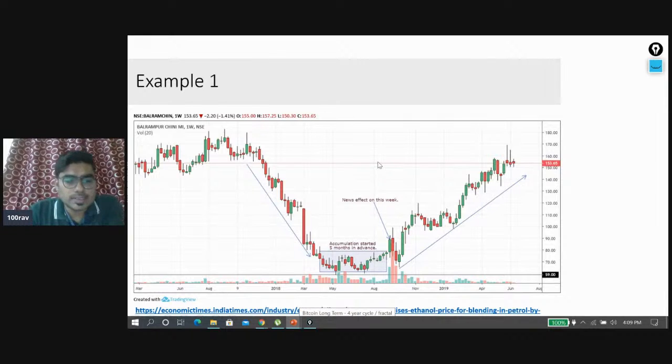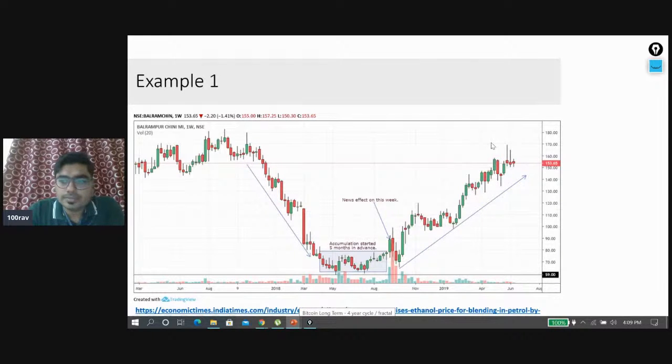Okay, so this example is about how the price was already showing signs of this news coming up. So the news was that the ethanol price rose. The ethanol price rose, and ethanol was already being used. I mean, it was suggested to be used for blending into petrol to make it a little cheaper.